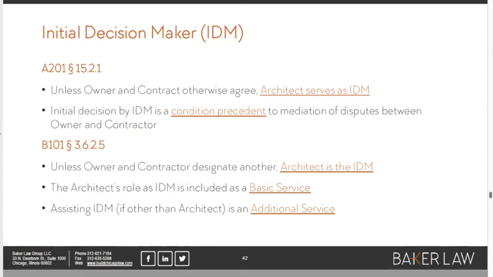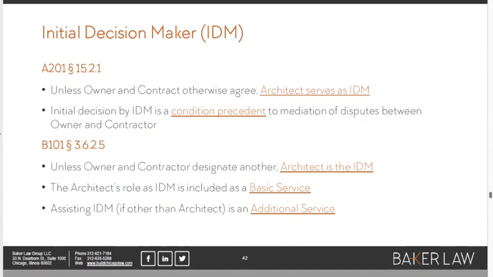Okay. And if you look at the B101, which I've talked about at the bottom of the slide deck here, it says that unless the owner and the contractor pick somebody else, by default, it's the architect. And that role as the IDM is a basic service for the architect. The only time it wouldn't be a basic service is if the owner and the contractor pick somebody else to be the IDM, right? Maybe they got a construction manager or something like that. If they pick somebody else as the IDM, it's an additional service for the architect to help the IDM out, right?